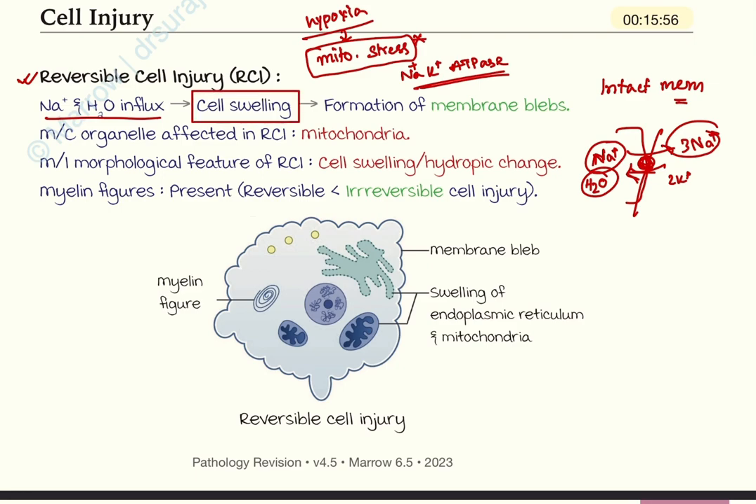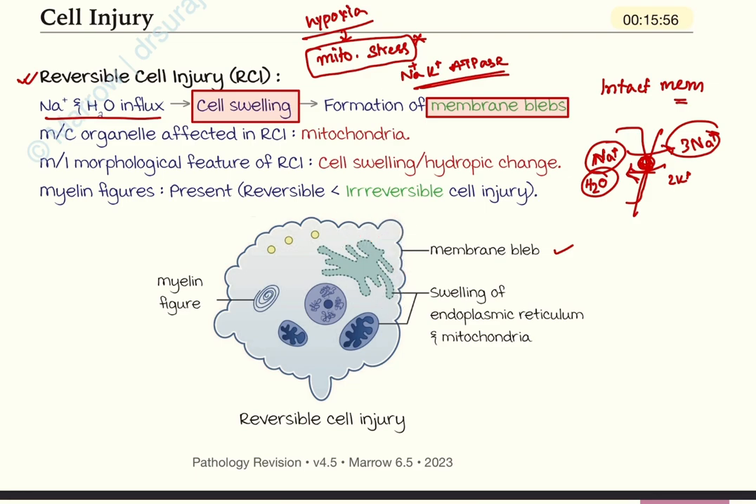That is cell swelling, and that cell swelling is leading to membrane bleb formation. Understand why there is membrane bleb formation? These are the blebs because of the increased pressure from water accumulation. There is membrane bleb formation.